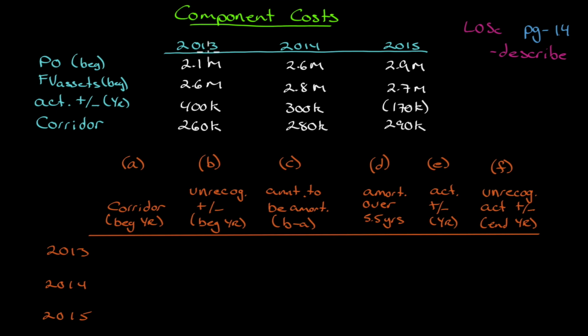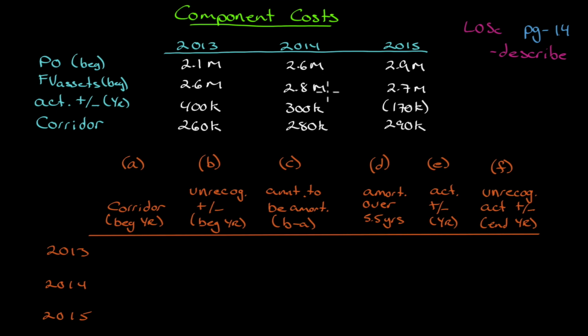So let's take 3 years, 2013, 14, and 15. We have our pension obligation at the beginning of each year, 2.1, 2.6, 2.9. Our fair value of the asset at the beginning of each year, 2.6, 2.8, 2.7. For the year, we've experienced actuarial gains or losses of 400, 300, and negative 170. So, first step is to calculate the corridor amount, and it's the 10% of the larger of either the pension obligation or the fair value of the assets. So which one is larger? Well, the fair value of the assets are 2.6, so 10% of that is 260.